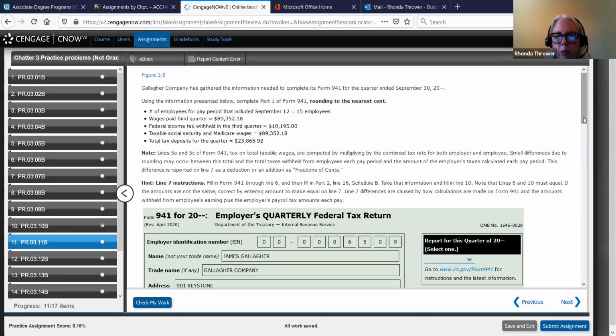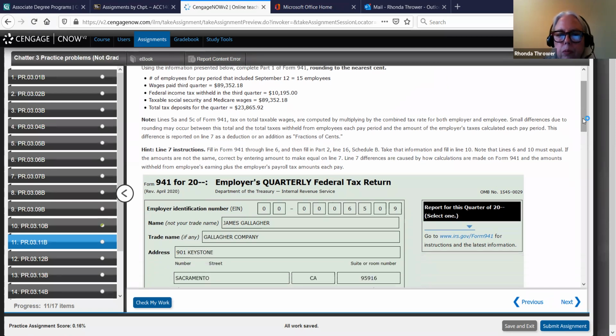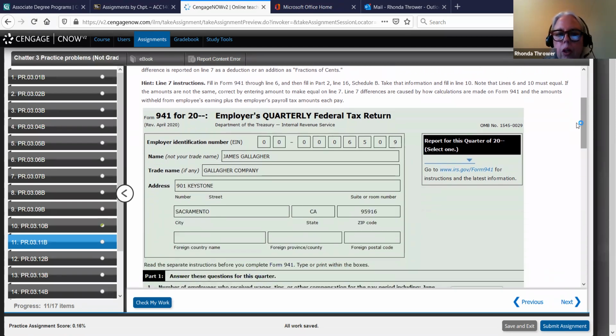So they're wanting you to complete a part of the 941 form. They want you to complete part 1 of this. And so I'm going to get you started with this. First of all, notice they filled in some information for you. You'd have to know what your employer identification number is. You would need to know who was filling out the form and what the trade name of the company is. All this has been given to you in this particular problem.